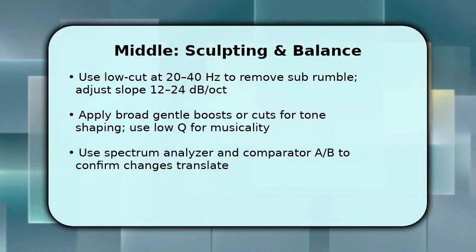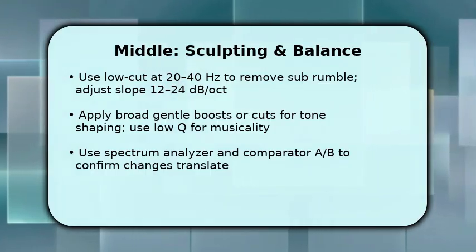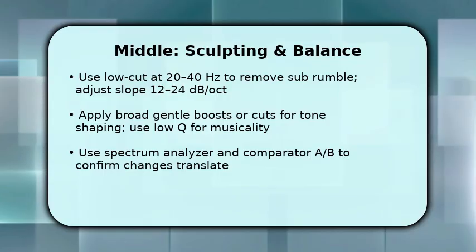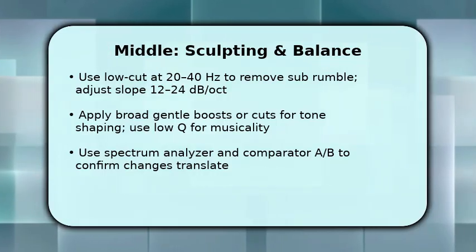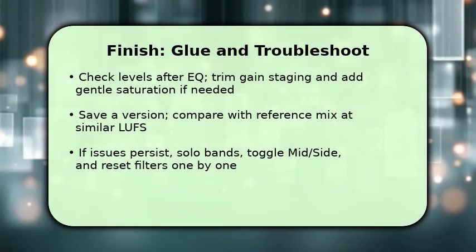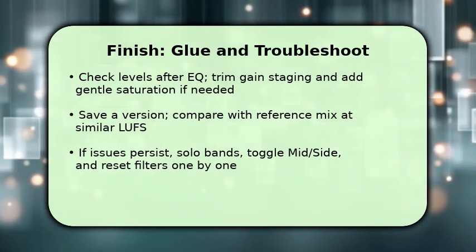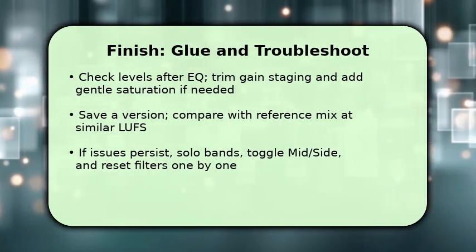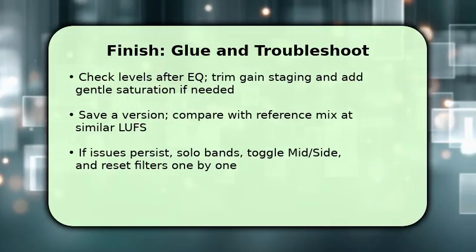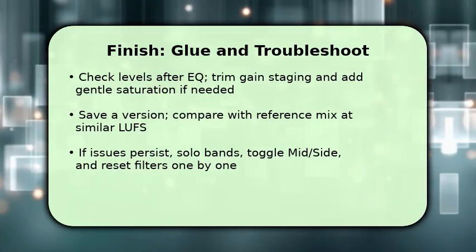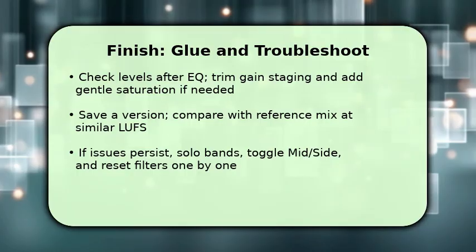If stereo balance feels off, tweak mid/side bands so center elements stay clear without collapse. You finish by rechecking gain staging and adding subtle saturation or a glue compressor after EQ to unify the bus if required. Make sure your processed bus sits at the same apparent loudness as before, otherwise you'll bias your ears.